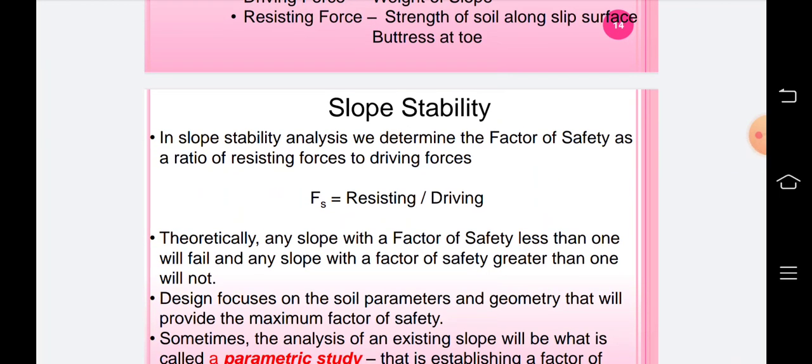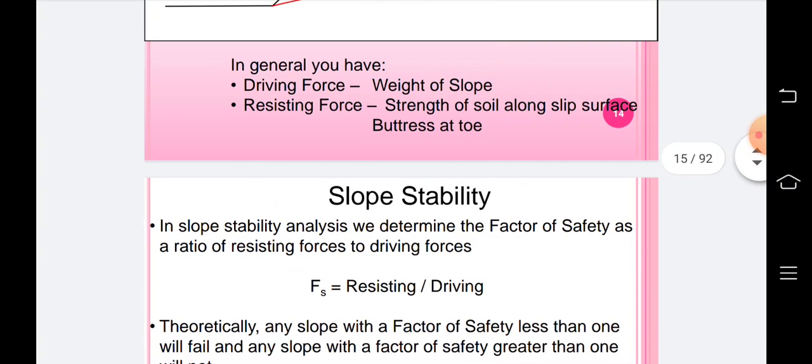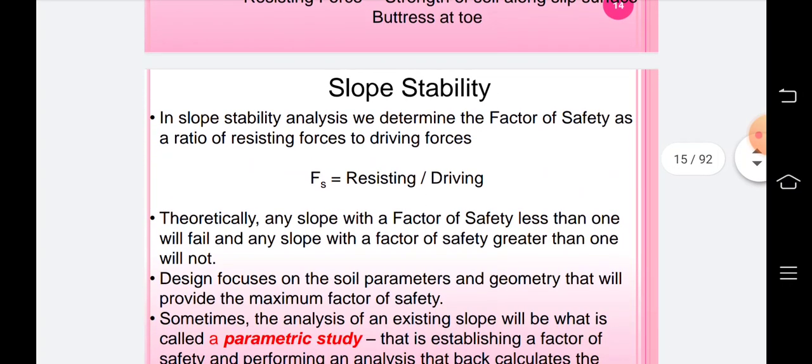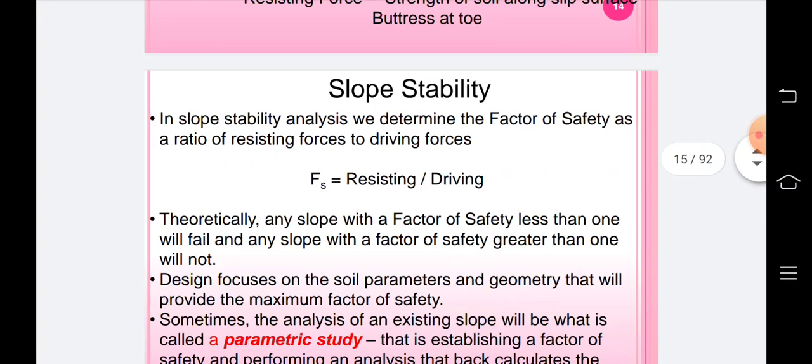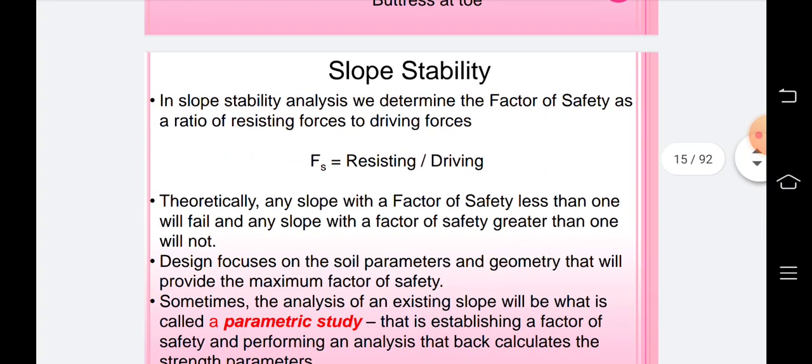So what is meant by the factor of safety? We can designate the factor of safety as the ratio of the resisting force to the driving force. Theoretically, any slope with a factor of safety less than 1 will fail, and a slope with a factor of safety greater than 1 will not fail.